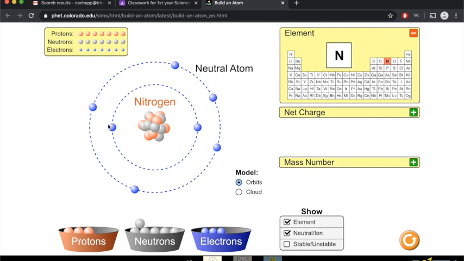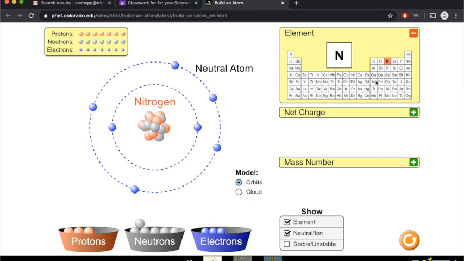Now you see how there's 2 electrons in the first orbital, and then how many are there in the outer one right now? 1, 2, 3, 4, 5. You can have a total of 8 electrons in the outer orbital, but we're not going to worry about that right now.